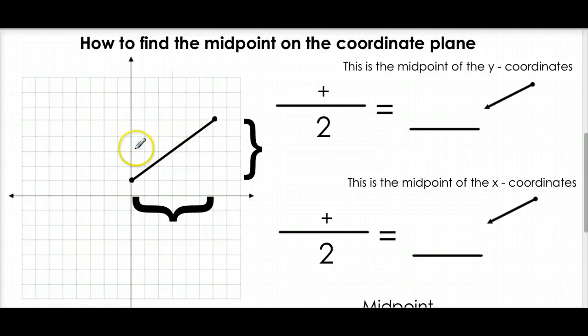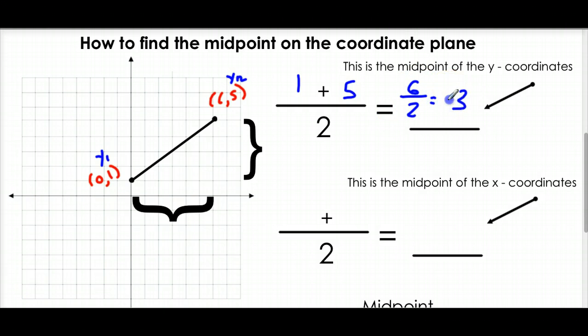Now what am I talking about? Let's figure this out. Well, our 2 points here are (0, 1), and if you count this out, 1, 2, 3, 4, 5, 6, this is (6, 5). If I want to find the midpoint for the y, what I'm going to do is add my y coordinates. This is my first y coordinate, we'll call it y1, and this is my second y coordinate, y2. So I'll add up 1 and 5. I get 6, divided by 2, and that equals 3. So this is my y midpoint.